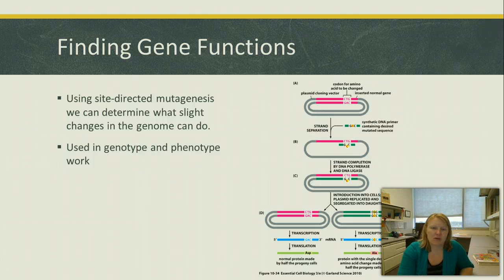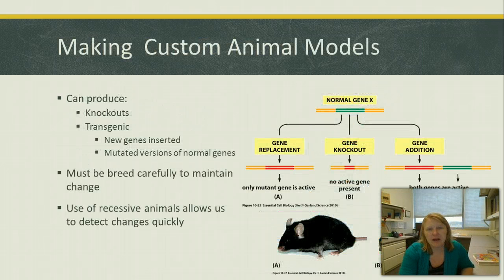So if I wanted to know what happens if I put an alanine in place of an asparagine, I can do that and then see, okay, this is what happens here. So this is how we can find out gene functions. Now, a lot of this we do in the cell, but beyond the cell, we look at animal models and plant models.